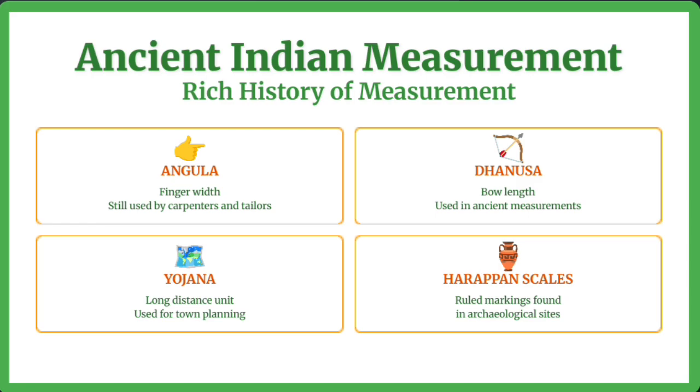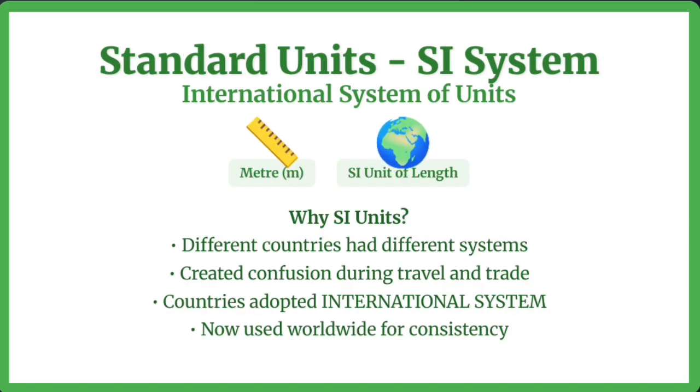India has a rich history of measurement with units like angula, finger width, dhanusa, bow length, and yojana for long distances. Ancient Harappan scales with ruled markings have been found in archaeological sites. To solve the problem of different measurements, countries adopted the International System of Units (SI units). The meter is the standard unit for length that everyone uses worldwide.